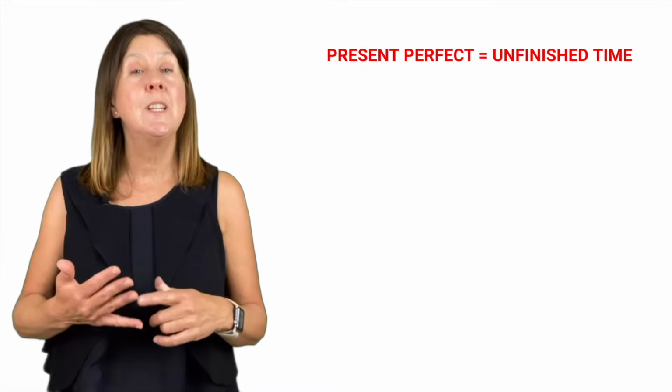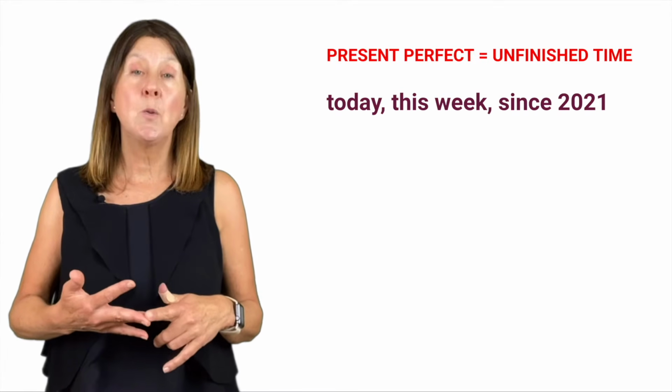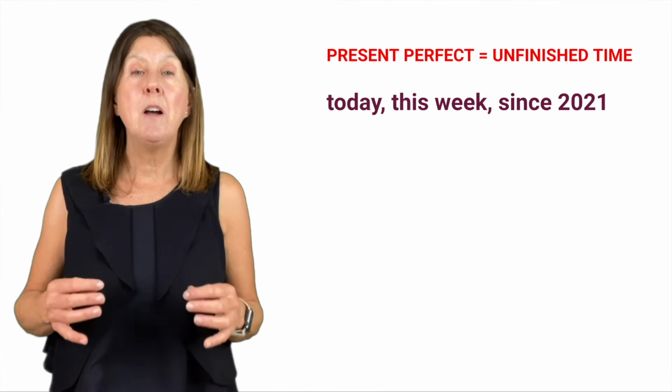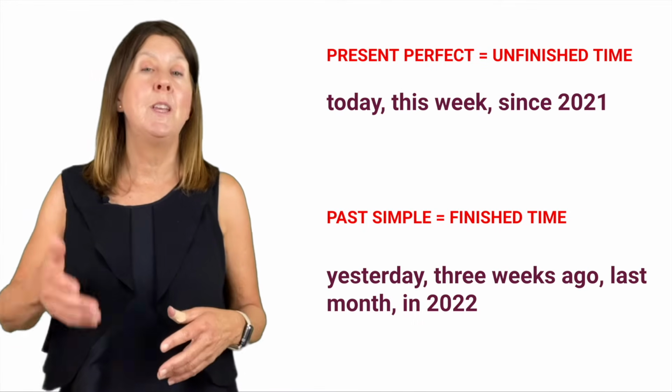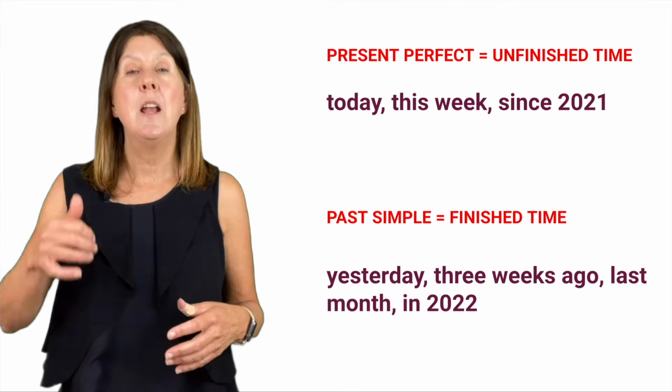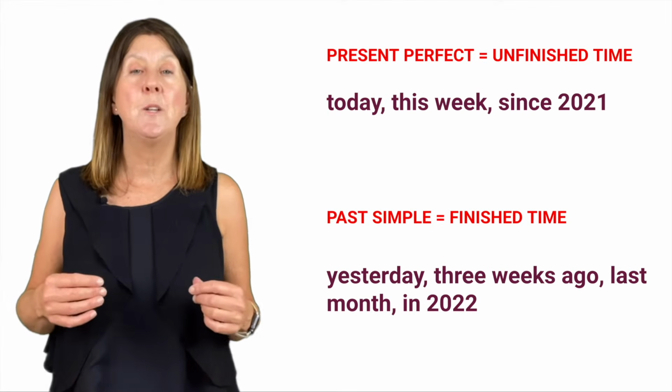The present perfect is used for a period of time that continues until now. For example, today, this week, since 2021, whereas the past simple is used for finished time in the past. For example, yesterday, 3 weeks ago, last month, in 2022.